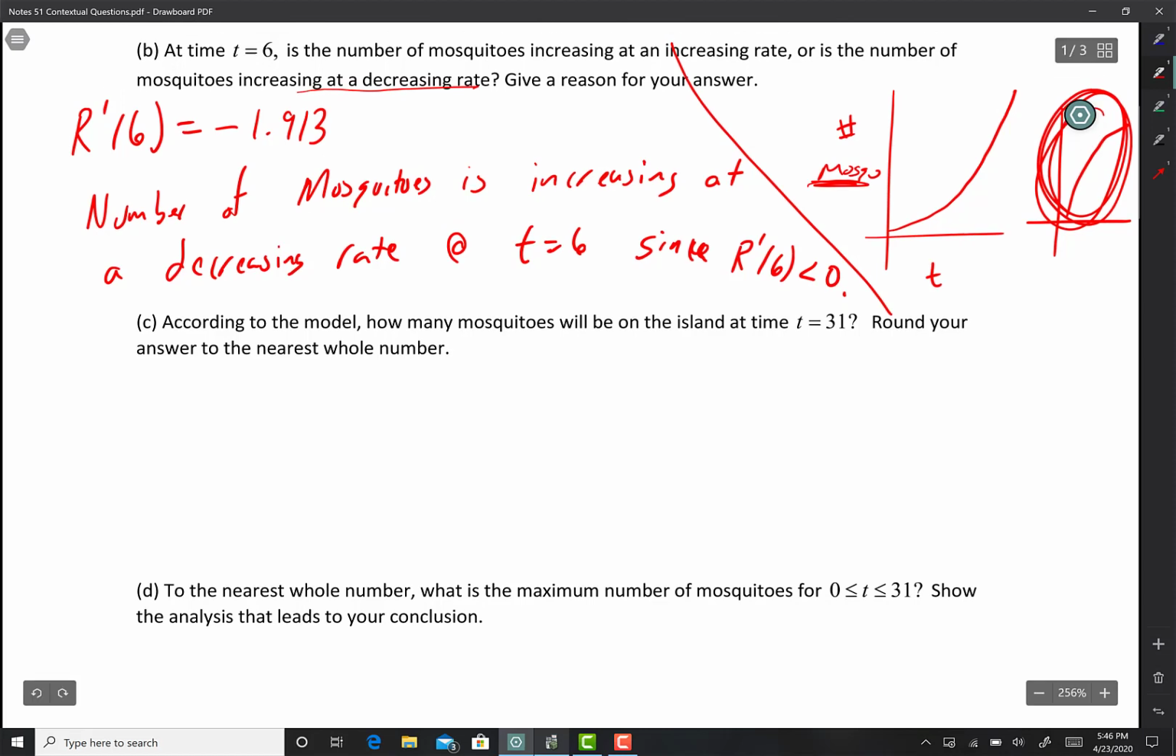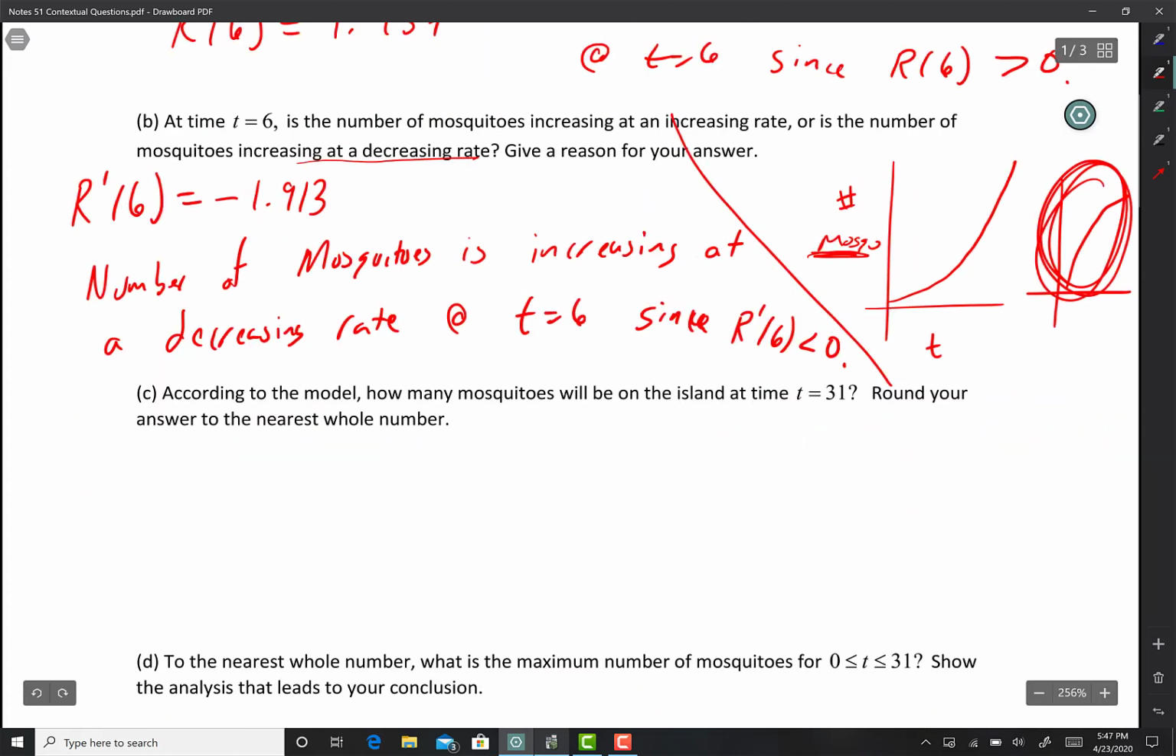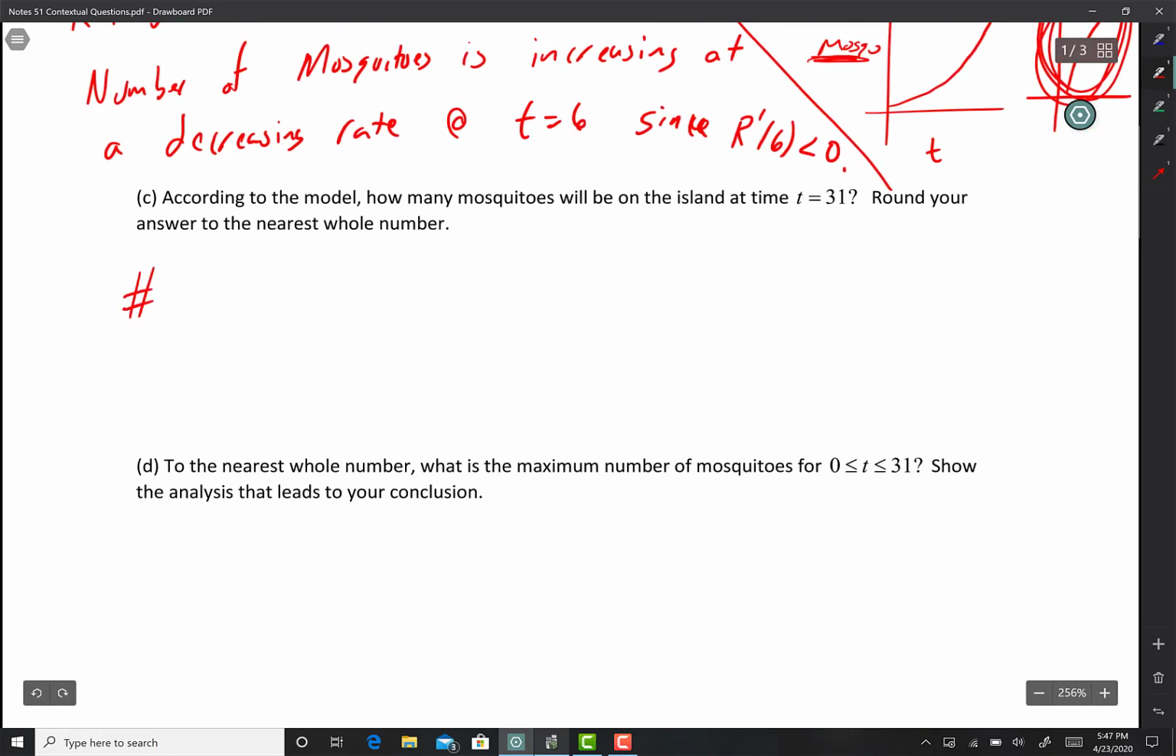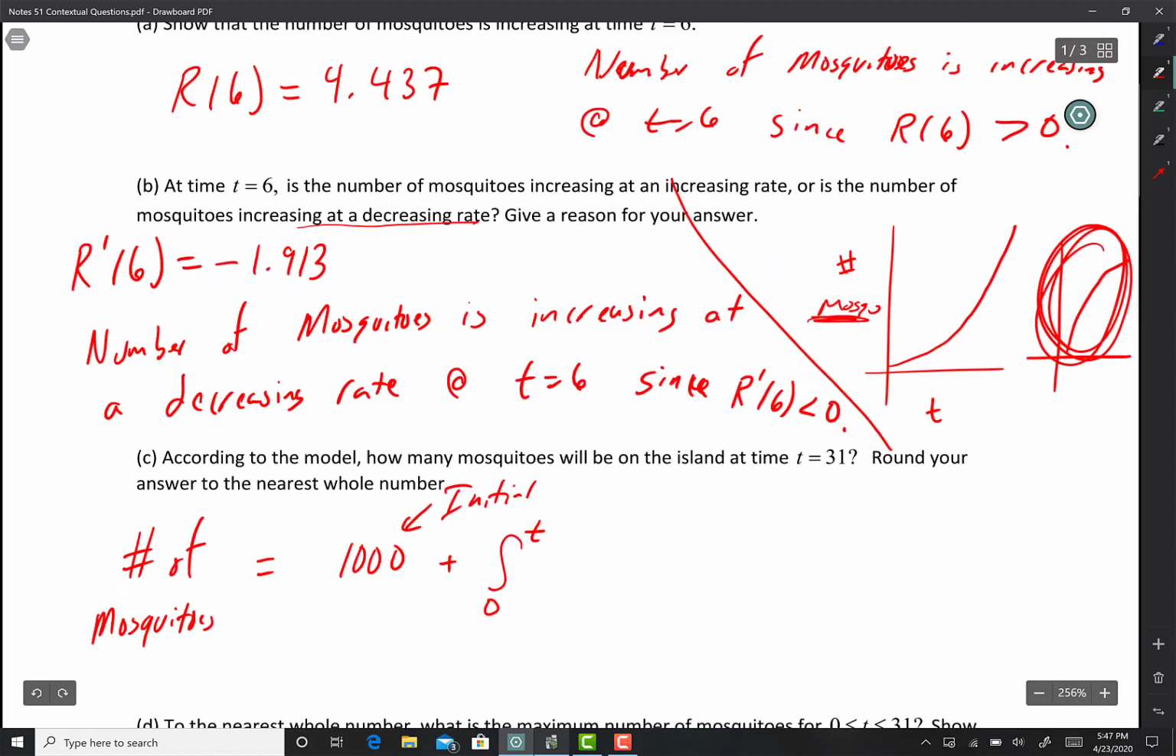Okay, this one is straightforward. All you're doing, guys, is adding up the number of mosquitoes. So 1,000 plus, look, this time is in days, between 0 and 31 of R of t. Mosquitoes per day times day gives you mosquitoes, guys. So I'm going to put number of mosquitoes equals 1,000. That's the initial amount, guys. Initial, plus integral from 0. Well, for my equation, number of mosquitoes is just 0 to t of R of t.